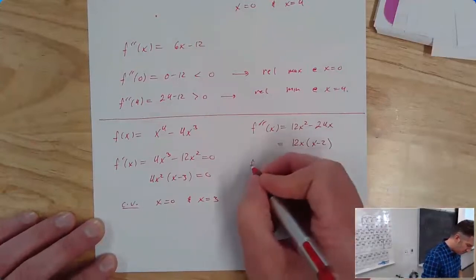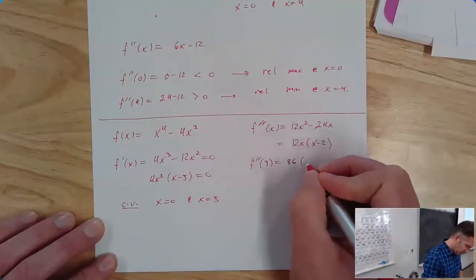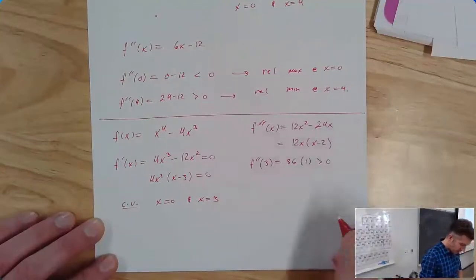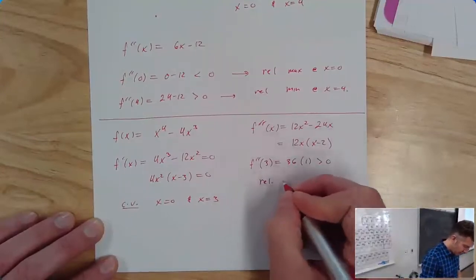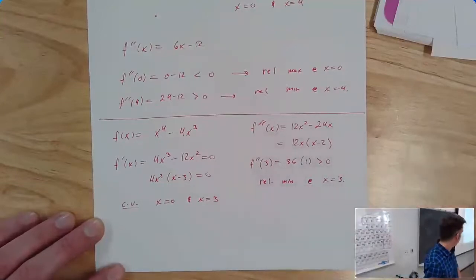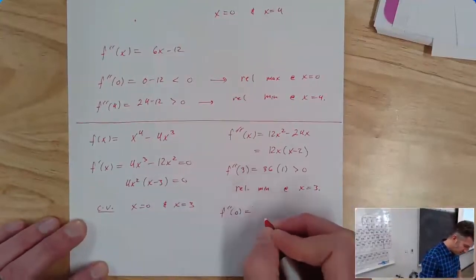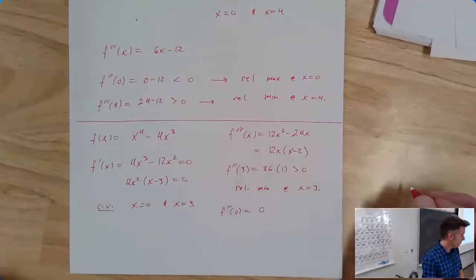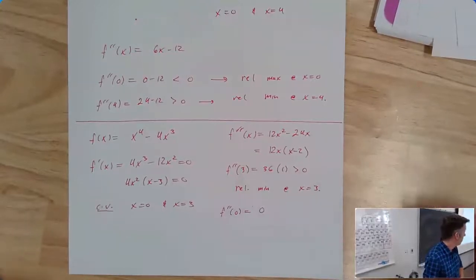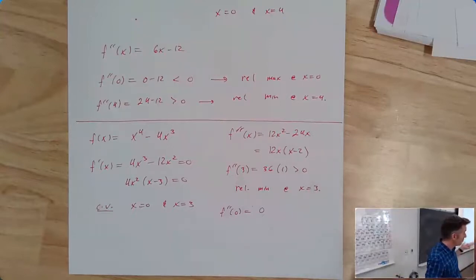If I plug in 3, it's helpful. f double prime of 3 is 36 times 1, which is positive. So we know we have a relative minimum at x equal to 3, because the function is concave up there. But at 0, f double prime of 0 is 0. And that means I don't know. It could literally be anything. It could be a minimum, it could be a maximum, or it could be an inflection point.